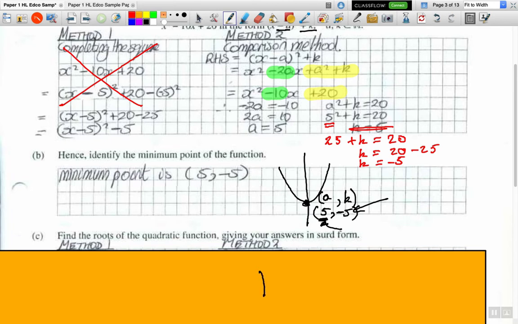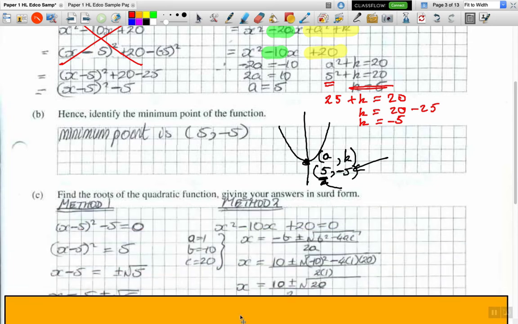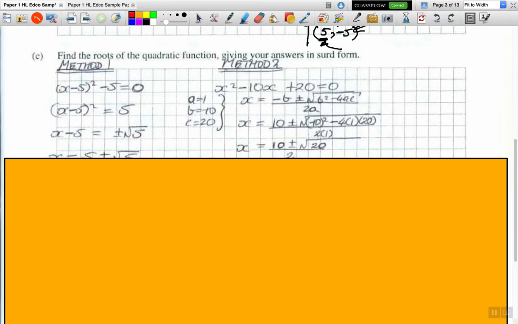Find the roots of the quadratic equation, giving your answers in surd form. Well, there's numerous ways of doing this. The obvious way is to go back to the original question and then just use the quadratic formula. No one really asked about this, so I don't think there's any need to do it. Or you can use the method above. Most people would choose this method here, to be honest. So we'll move on, there's no point.